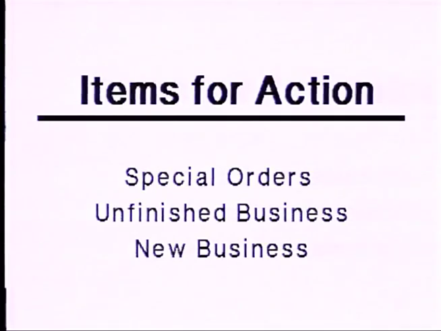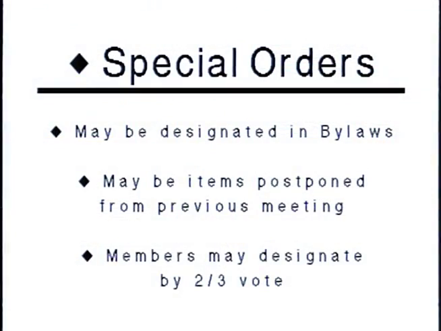The first part is called special orders. This is a list of items that the members have previously agreed to take up at a specific time or ahead of all other business. For example, elections may be treated as special orders.